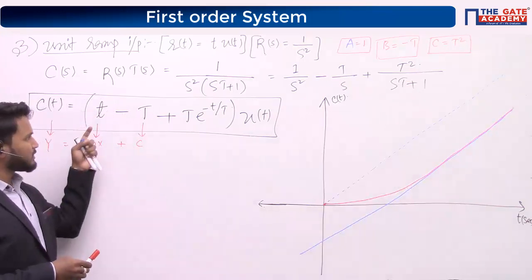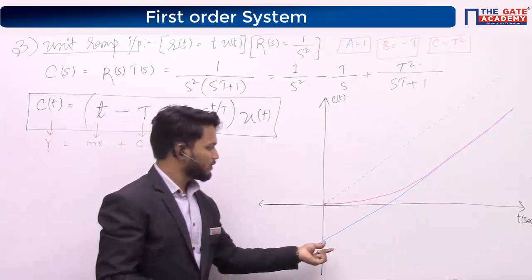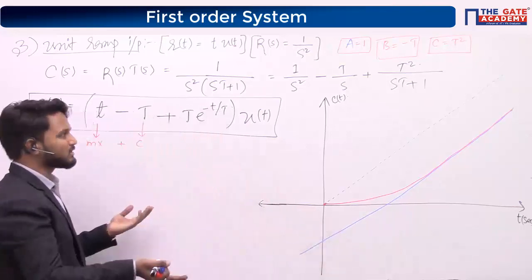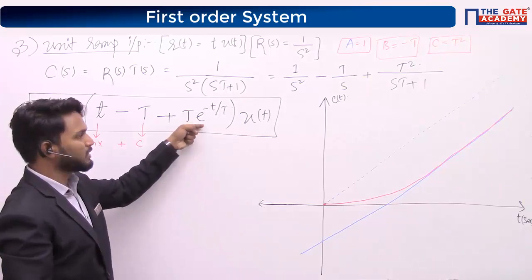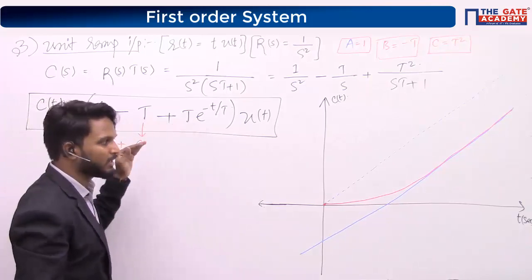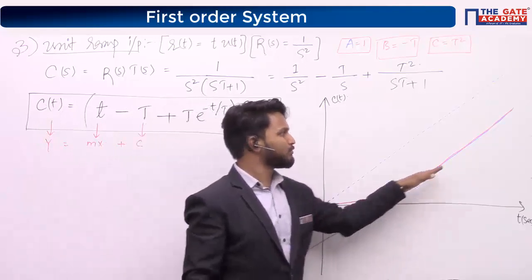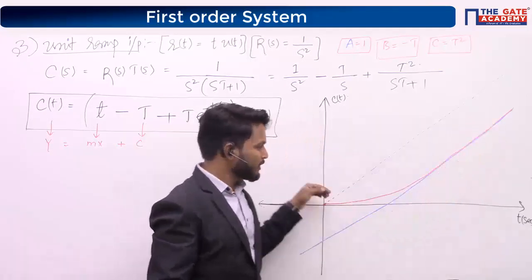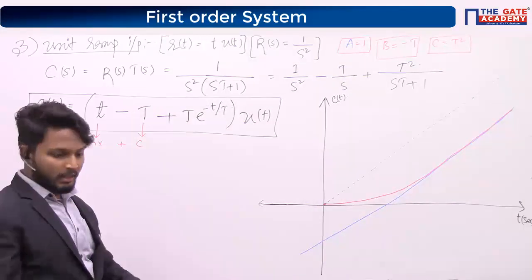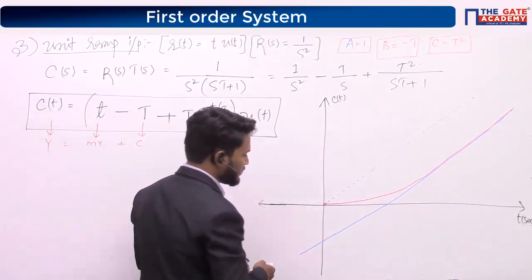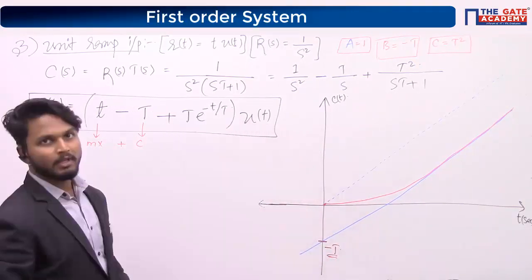The graph starts at 0 and slowly it merges with this line. As time approaches infinity, as time becomes large, as time increases, what happens to this? This dies out, which means as time increases, the graph of this will merge with this particular straight line with an exponential profile, right? The y-intercept of this is how much? That is minus T. Minus T is the y-intercept, right?